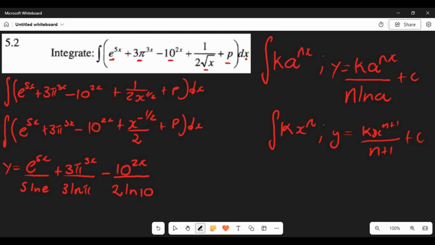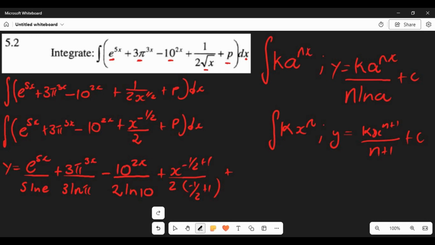Right, so let's continue. So we say plus. Now we know that we have x to the power of negative half plus 1. But let us not forget this is divided by 2. And also we need to divide by the following: negative half plus 1. There we go. Plus.